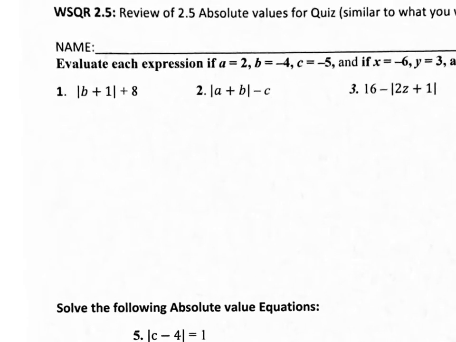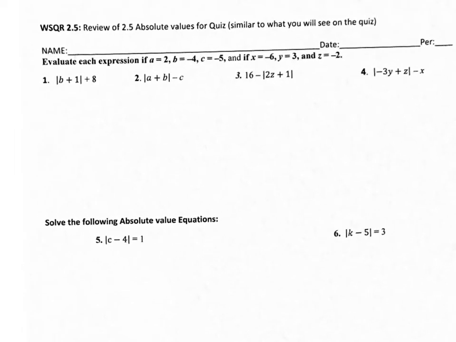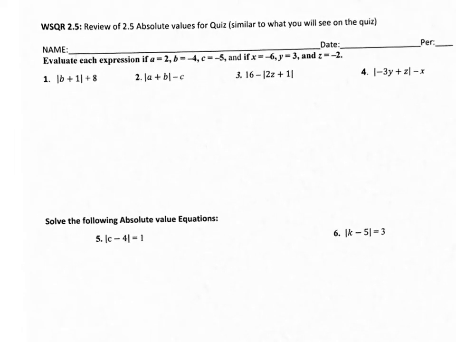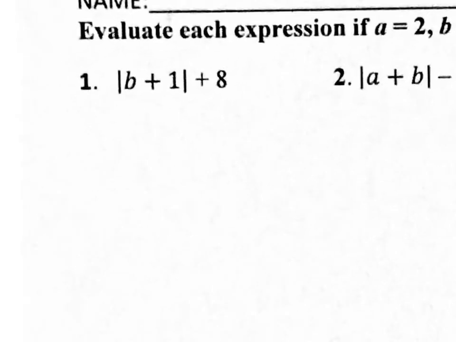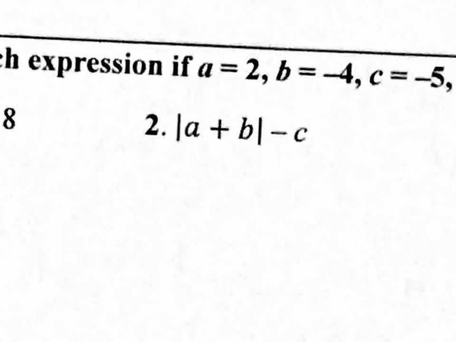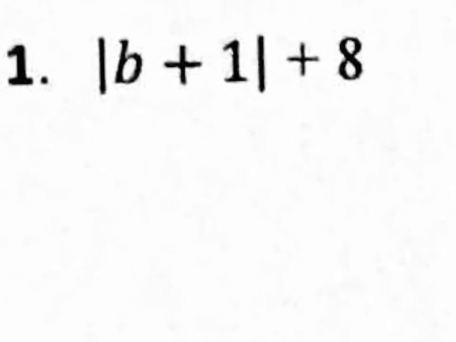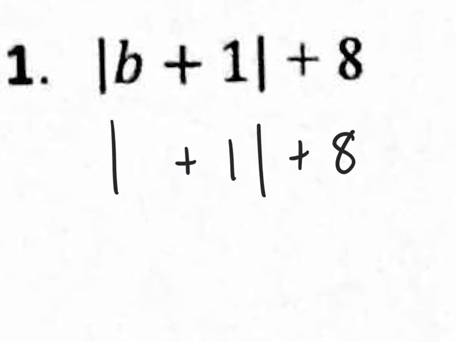Anyhow, let's begin on this first part of the worksheet WSQR 2.5. We are evaluating variable expressions that involve absolute value. So the only variable on number one is b, and b happens to be -4. So we simply plug in a -4 right in there. Notice that I rewrote everything except for the b, which is -4. So I am going to plug in that -4 right in there.